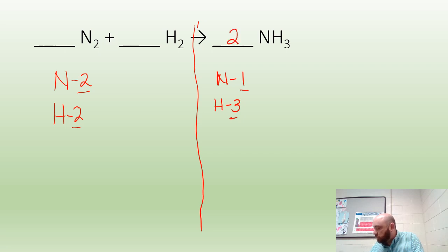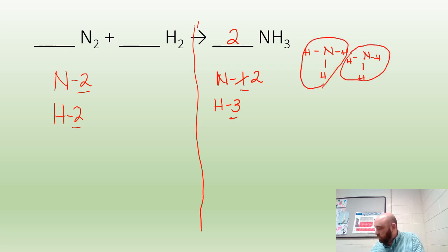If I put a 2 in front of my ammonia in order to make sure that I have 2 nitrogens in my products, I will adjust my 2 nitrogens as I expect. But what I've written here indicates that I make 2 molecules of ammonia, NH3, whose Lewis structures would look thusly. So this is one NH3 here, and this is another NH3 here. You'll notice that leaves me with 2 nitrogen atoms in my products, which is what I want.